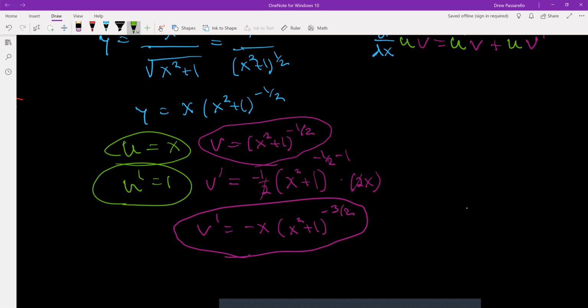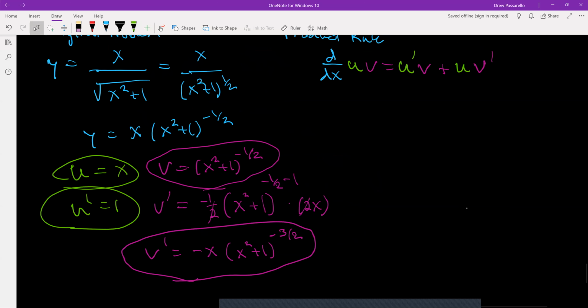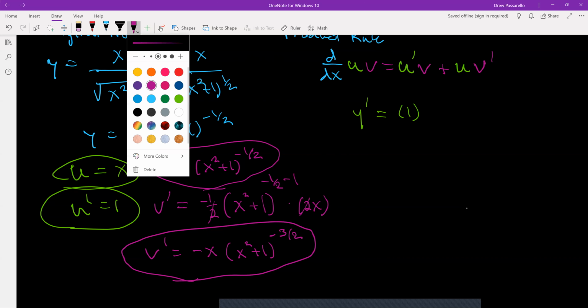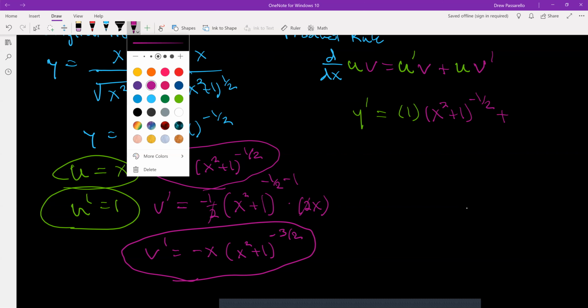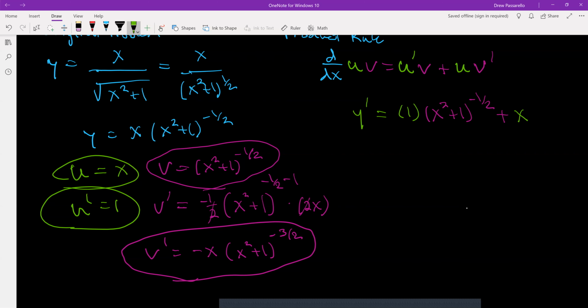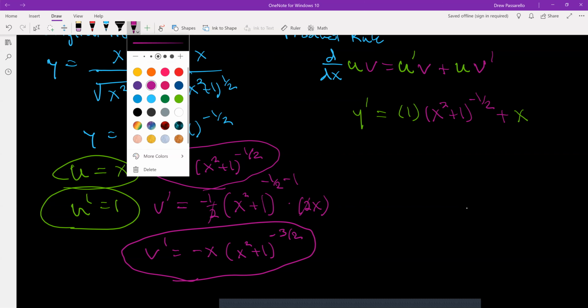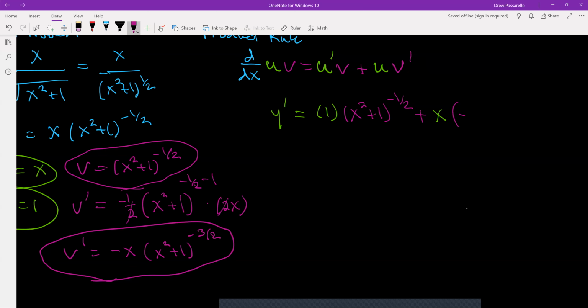All right, so y prime would be u prime, which is 1, times v, and then plus u, which is x, and then times v prime, which is this whole thing, -x times x squared plus 1 raised to the -3/2. All right, so now it's a matter of simplifying this.